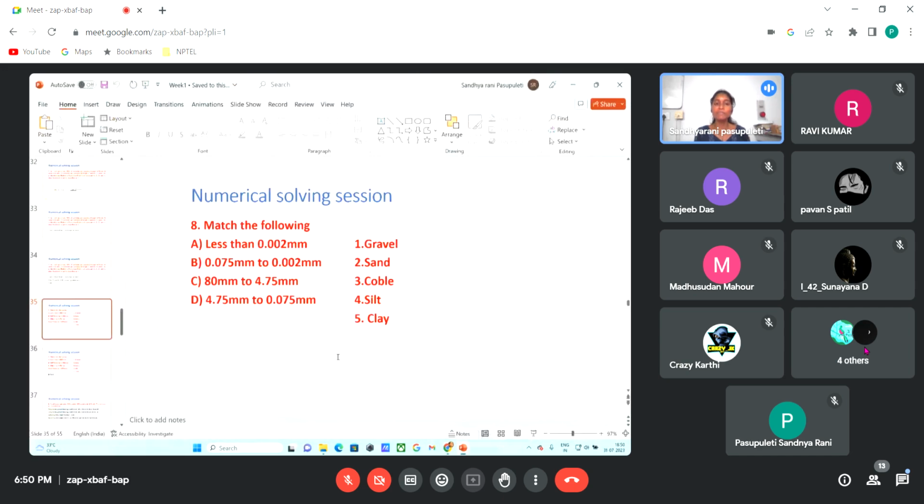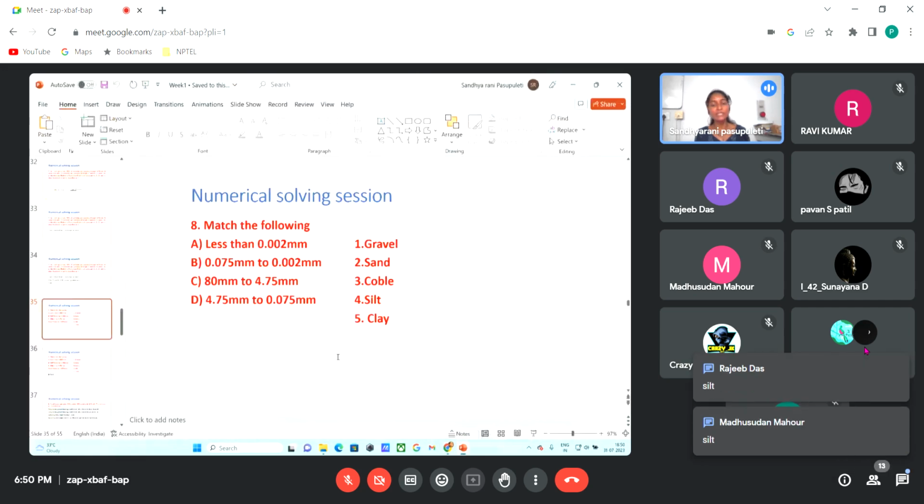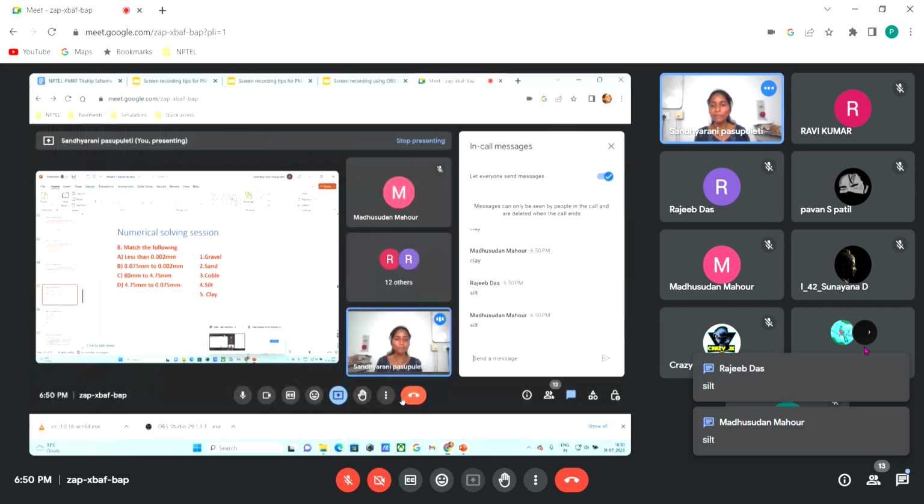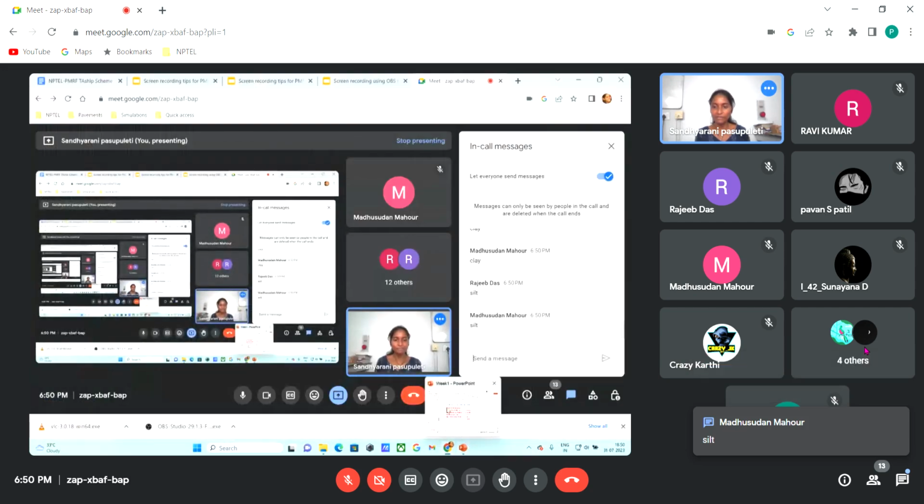Here, what does it mean? Entire soil is passing through the 75 micron sieve. So it can be either silt or clay. You already know that clay is when the size is less than 0.002. So definitely it will be silt, correct.